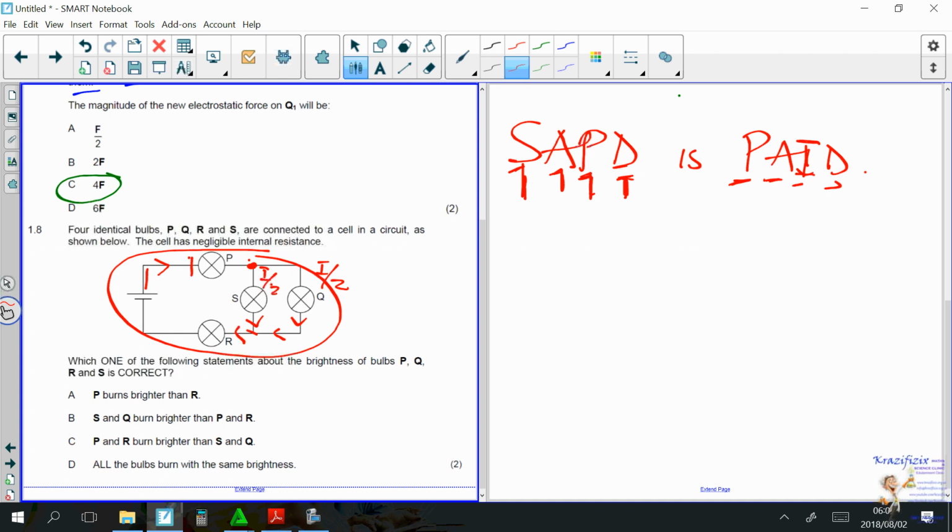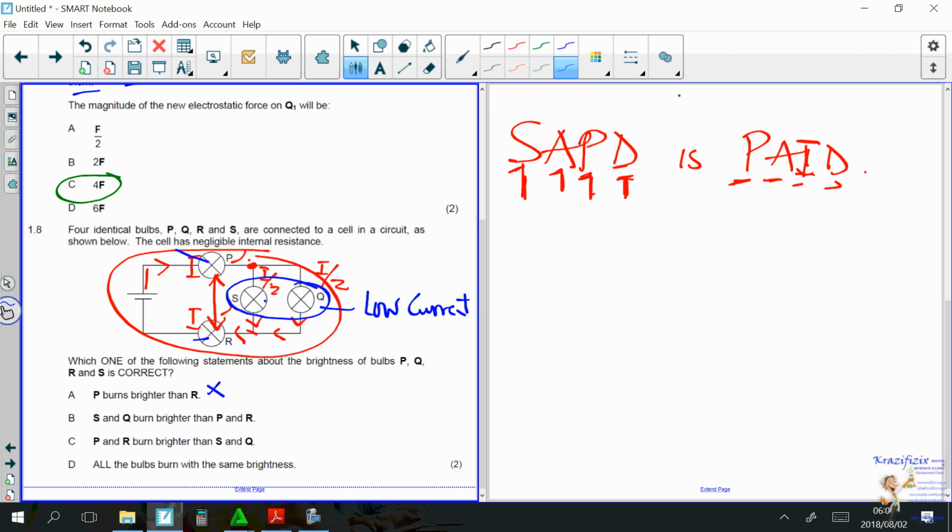So the current in I, the current in P, and the current in R are the same. These two are going to shine at the same brightness, which will be more than S and Q, because here I have a low current. So P and R will shine the same way, more than S and Q. P will burn brighter than R.